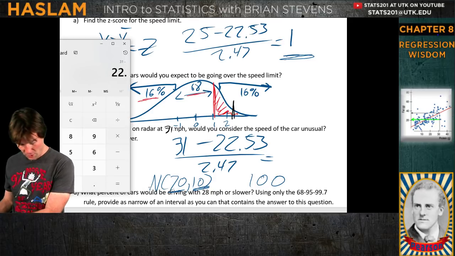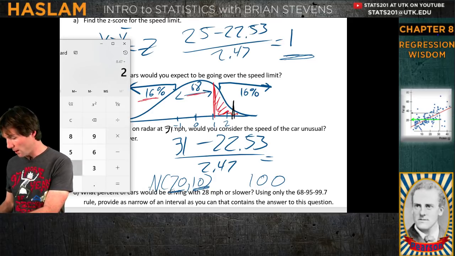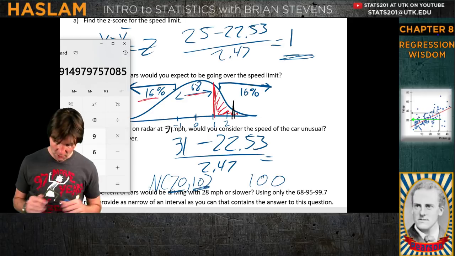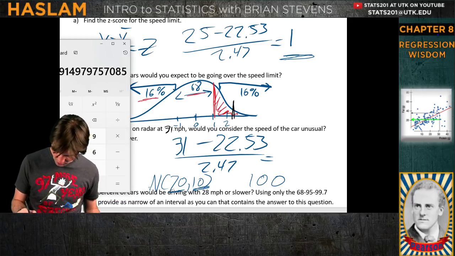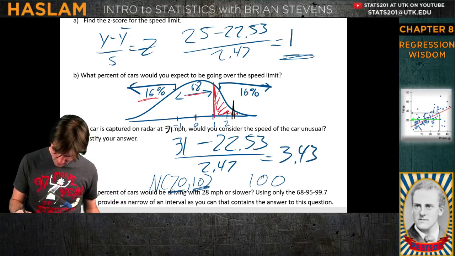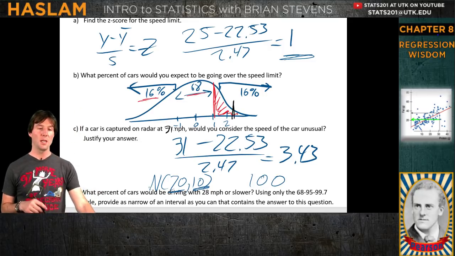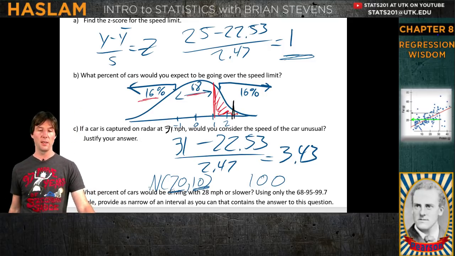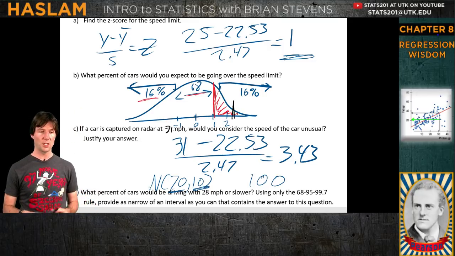31 minus 22.53, divided by 2.47. The z-score is now 3.42, or 3.43 rounded. My answer to this question would be, this is a very unusual speed. It is more than 3 standard deviations above the mean.